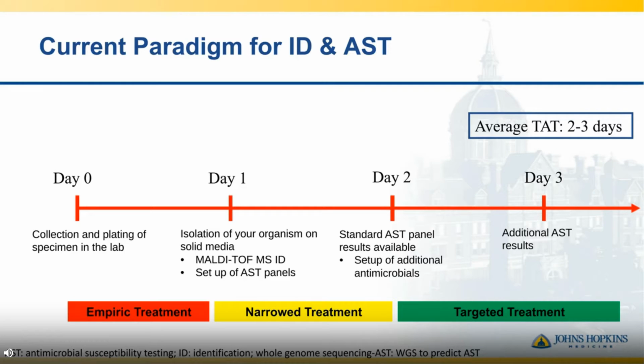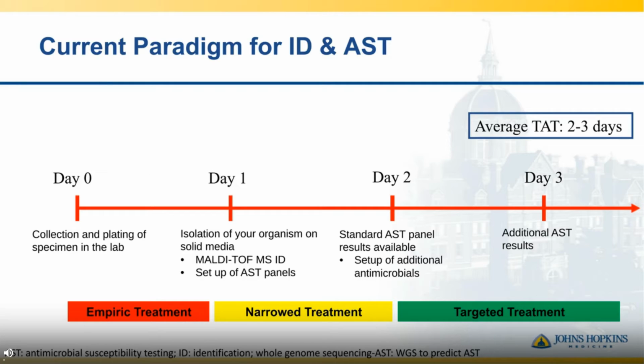We will perform MALDI-TOF mass spectrometry for identification of that organism. And if we have pure and sufficient growth, we'll set up our antimicrobial susceptibility testing panels. The following day, our standard AST panel results will be available. And if we encounter a multi-drug resistant organism, we may need to set up additional antimicrobials or send out to a send-out lab if testing modalities are not available within that lab, further delaying those antimicrobial susceptibility testing results.